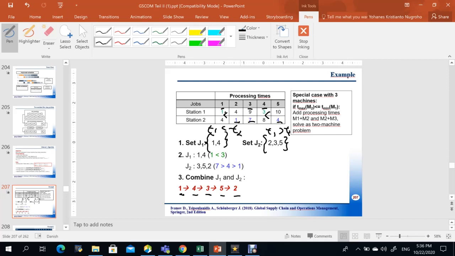Additionally, if we have more machines, for example 3 machines, when the maximum processing time at machine number 2 or station number 2 is equal to or lower than the minimum processing time at machine number 1 or station number 1, then we can add the processing times of machines number 1 and 2, and also for machines number 2 and 3. Then we do the same procedure as for machine scheduling.